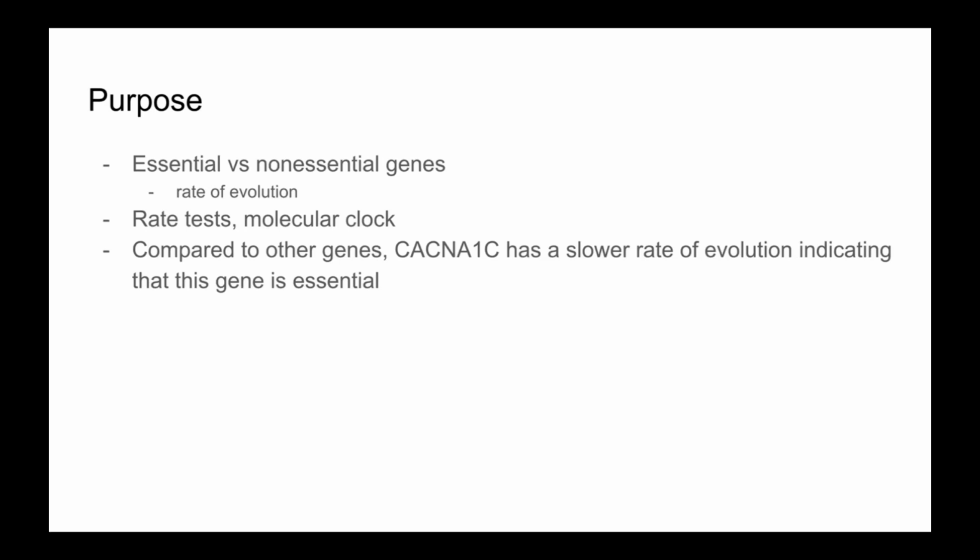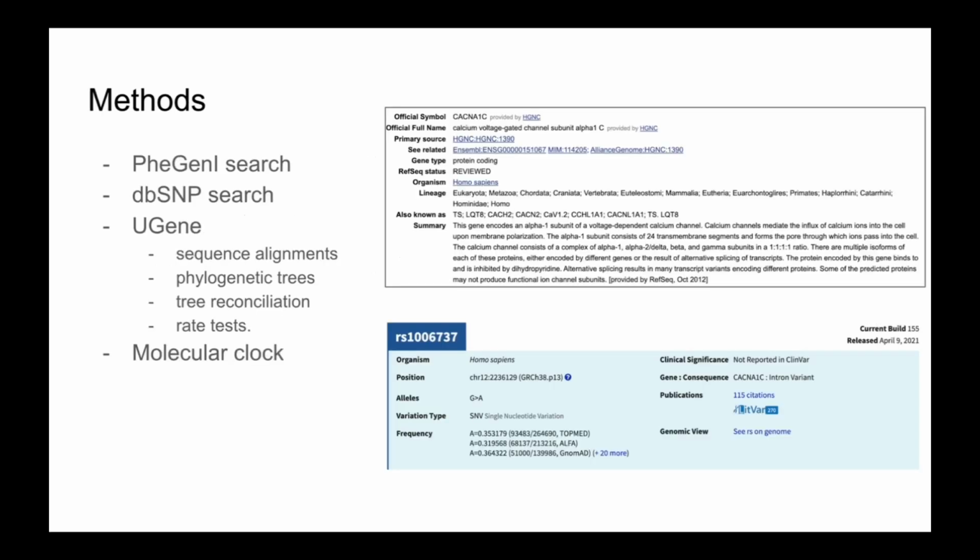A molecular clock is the average rate at which a species' genome accumulates mutations. It is used to measure their evolutionary divergence. Gathering information through rate tests and comparing those results with other genes can help determine whether or not a gene is essential. Compared to other genes, CACNA1C has a slower rate of evolution, indicating that this gene is essential.